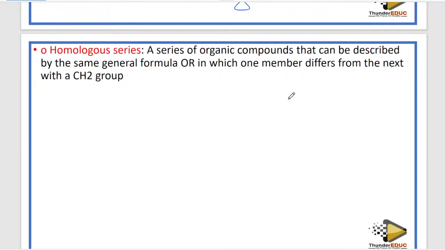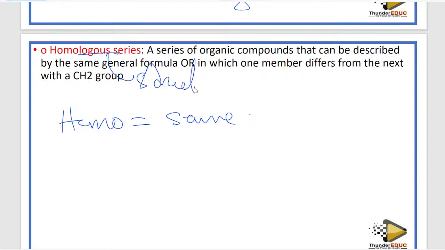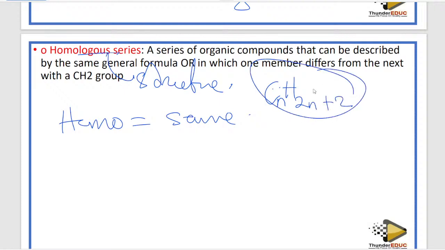Homologous series. Here, the story begins. When you talk about homo, in science it means the same. Logos means the structure. Meaning that these structures have something in common: the same structures or the same general formula. We shall see them when we go to alkanes or alkenes, for example CnH2n+2. So all the alkanes will have that general formula, all the alkenes will have their general formula, and all the alkynes will have theirs.